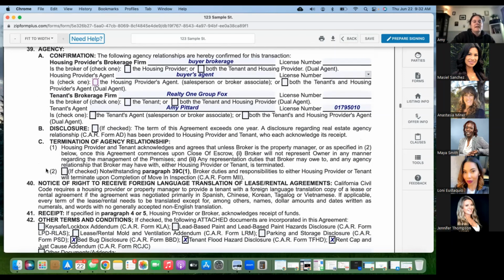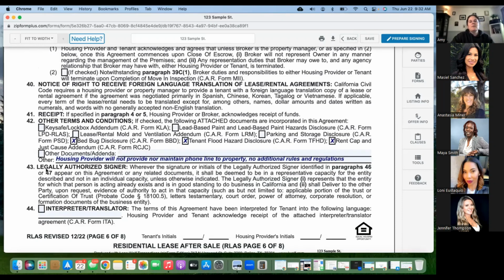All right. 40 is notice of right to receive foreign language translation of lease rental agreements. California Civil Code requires a housing provider or property manager to provide a tenant with a foreign language translation copy of a lease or rental agreement if the agreement was negotiated primarily in Spanish, Chinese, Korean, Tagalog, or Vietnamese. If applicable, every term of the lease rental needs to be translated except for, among others, names, dollar amounts, and dates written as numerals and words with generally no accepted non-English translation.